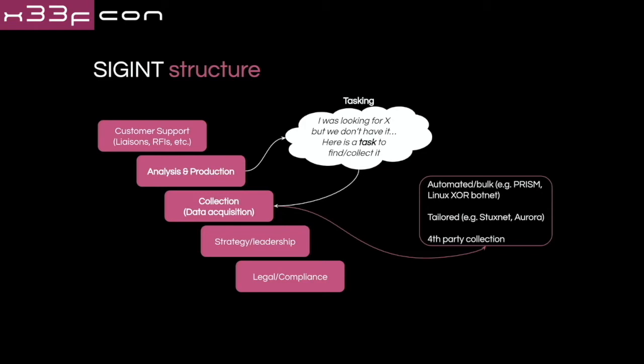Then we have the tailored access, which is for information that is only available in a very specific source, and you need some sort of targeted, tailored access to get there. And again, there are many examples of that, like most of the really impressive cyber espionage operations that we see in the news and in threat research fall into that space. And then we have a very interesting space that I'm going to be talking about later, which is the fourth party collection, and I have a whole section about it later on.